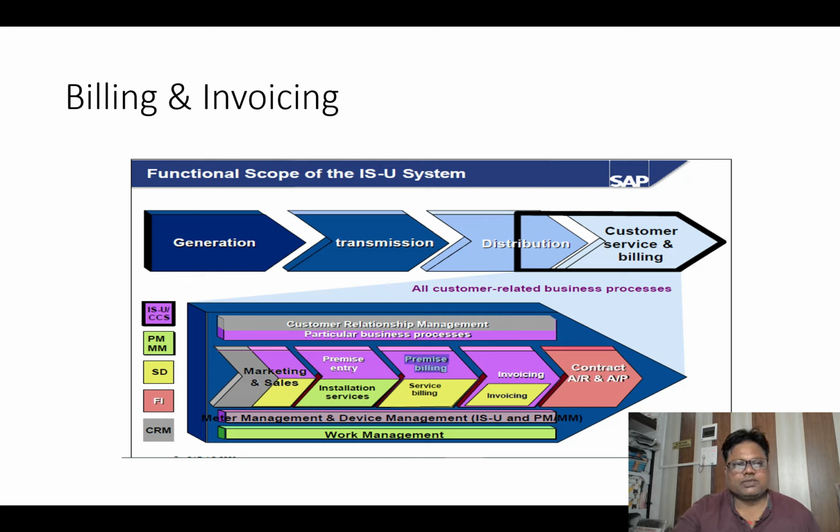Then we do marketing and sales to acquire the customer. Those activities we do in CRM. Once we acquire the customer, we create the premise entry and installation services. Once we start supplying to the customer, we create the premise billing, service billing, then invoicing. Then we send the invoice to the customer. When the customer makes the payment against that invoice, we post that payment in contract account receivable and account payable.